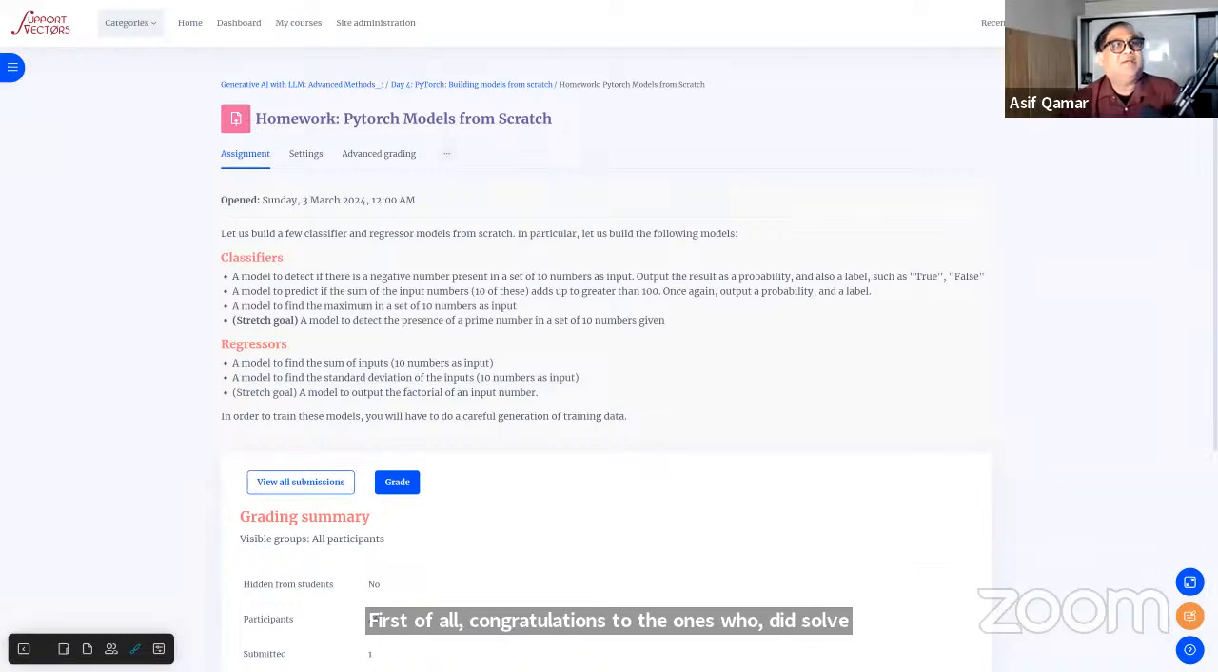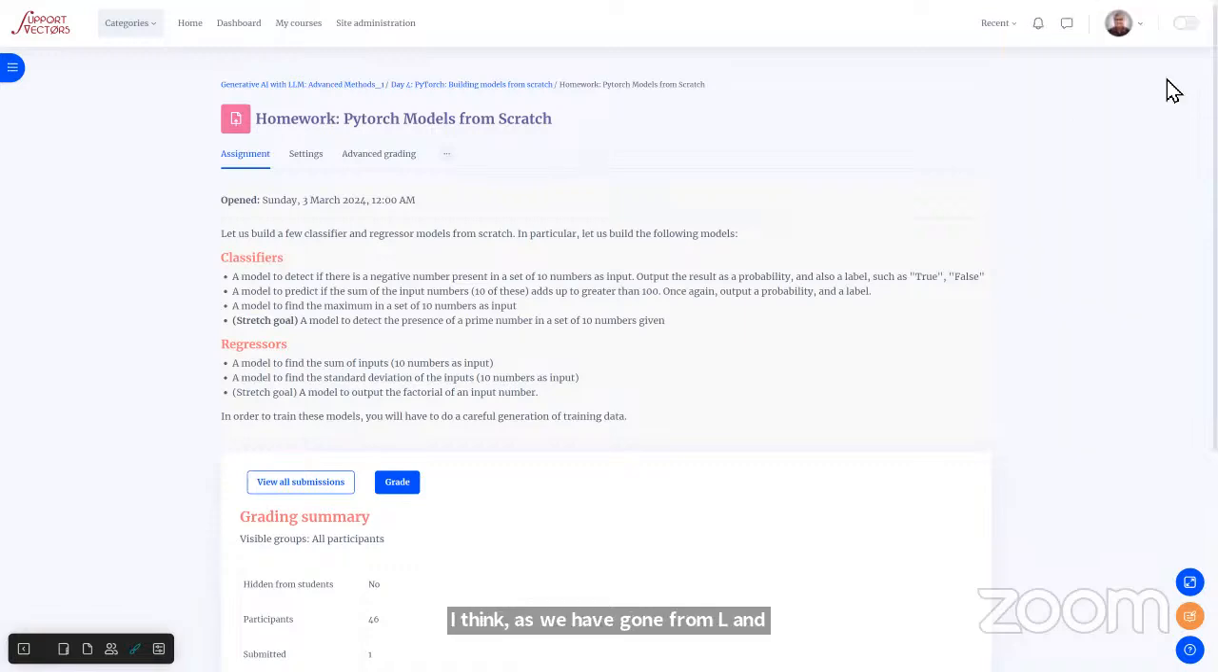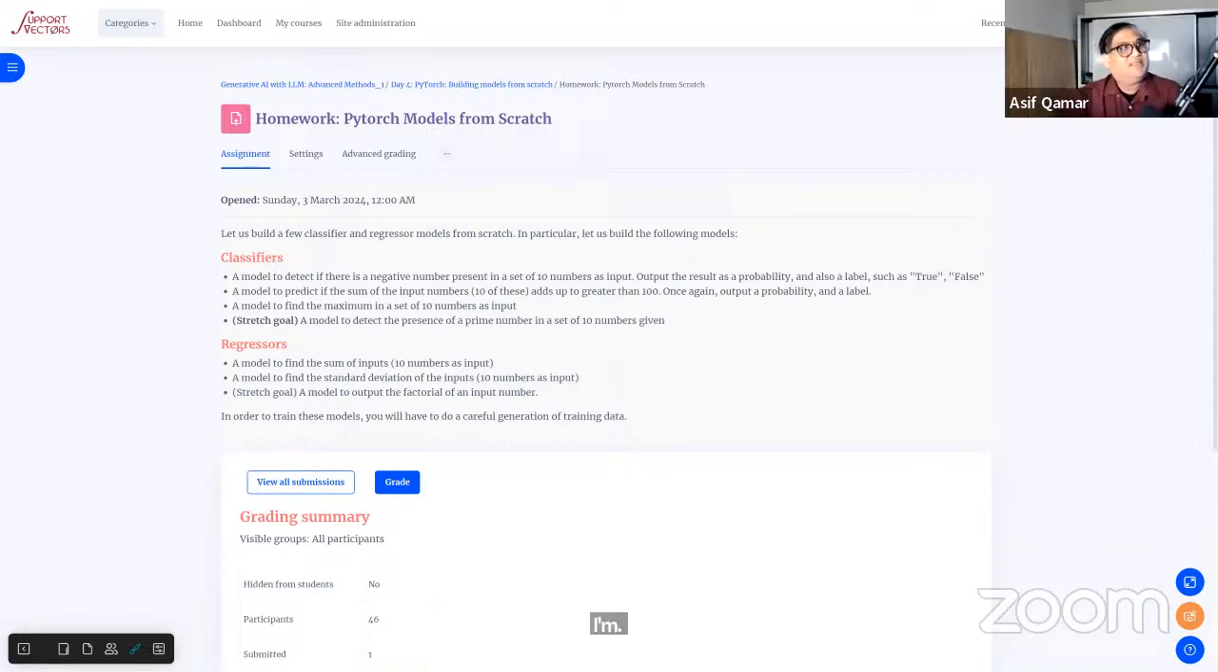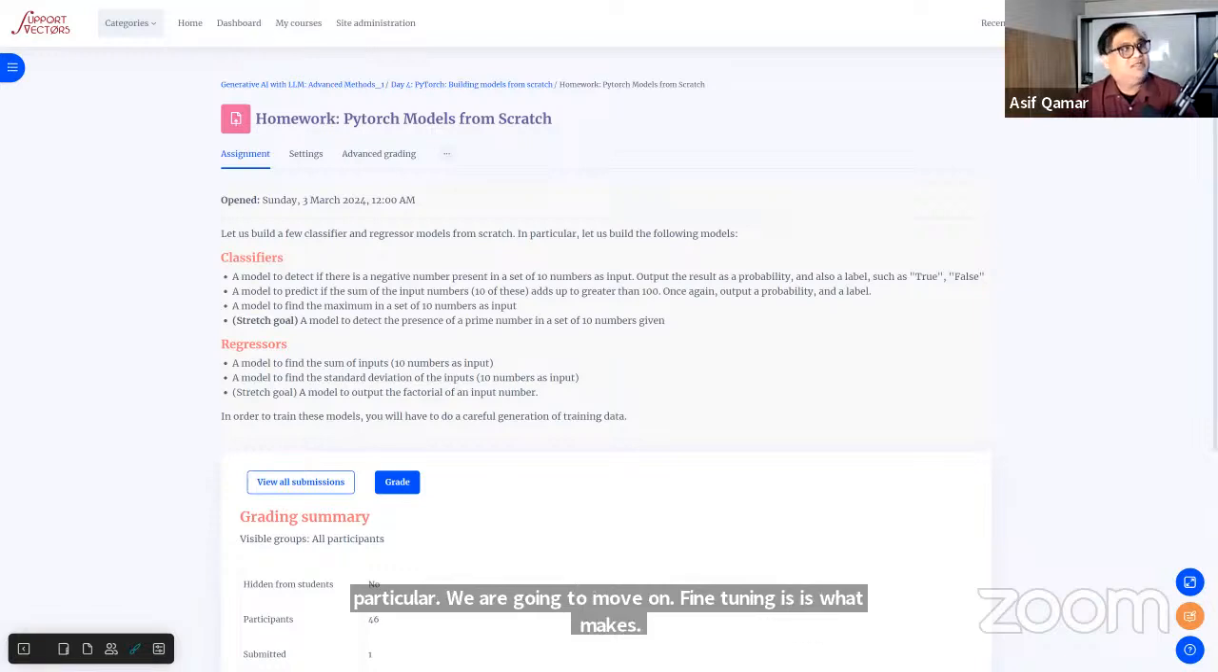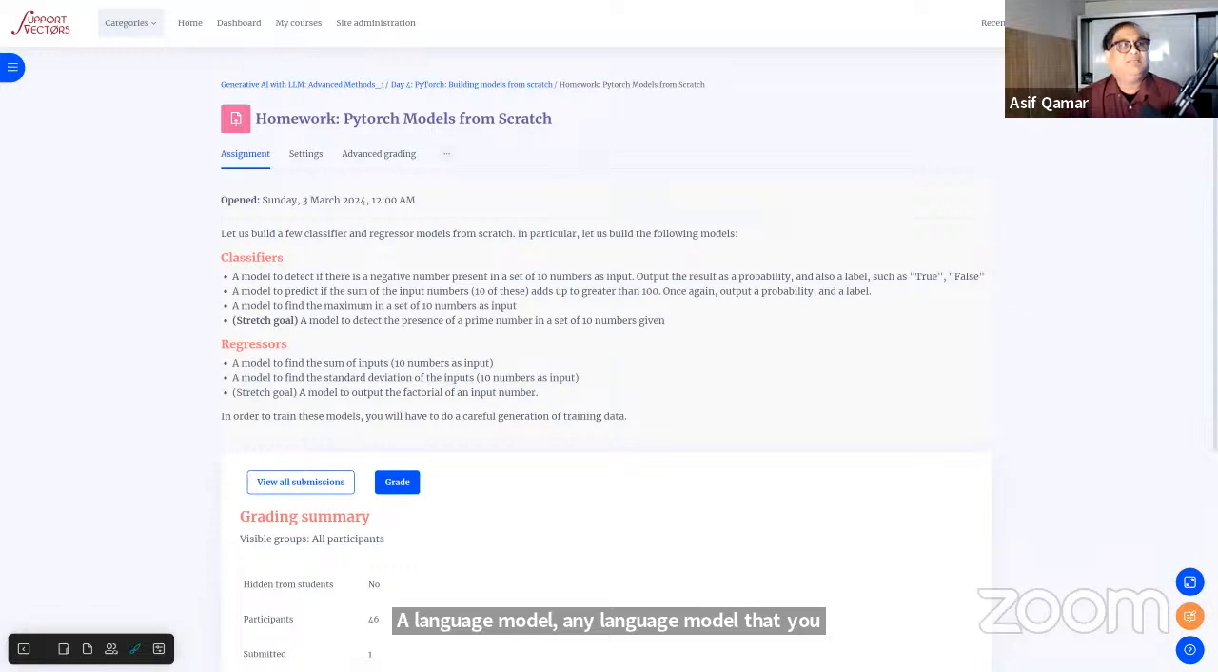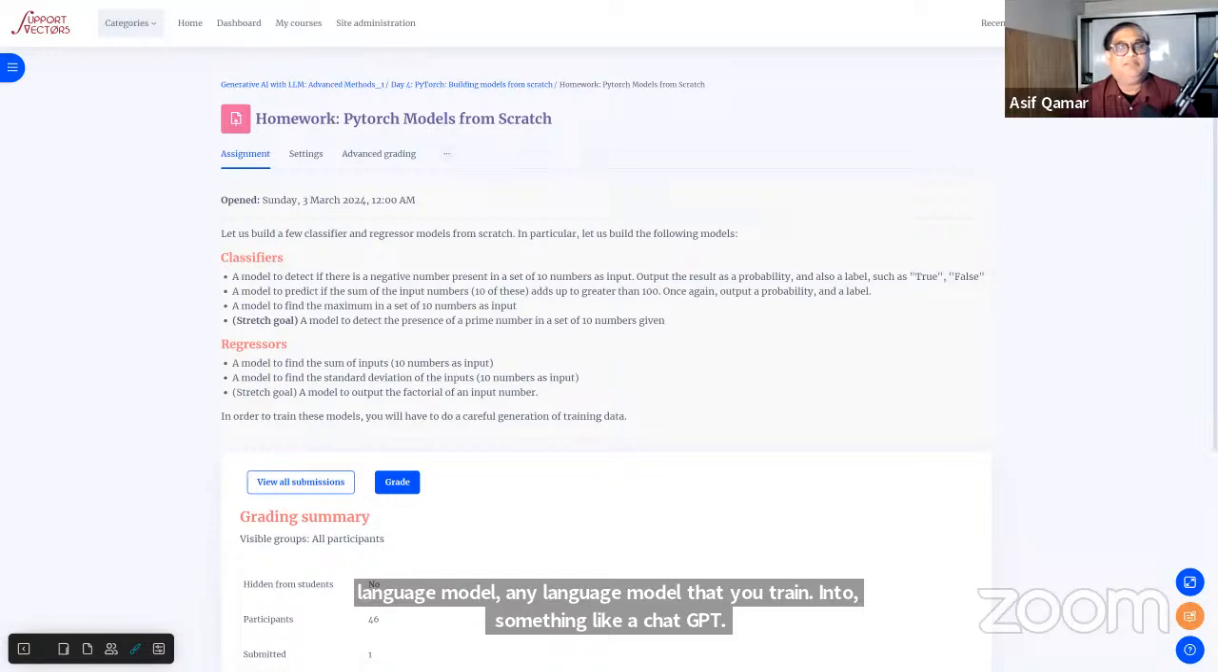I think as we have gone from LLM 1 to LLM 2, I do notice that people are losing a bit of steam. Please don't do that. We are getting into very, very interesting territory. In particular, we are going to move on. Fine-tuning is what makes a language model, any language model that you train, into something like a ChatGPT. So this topic is of paramount importance.